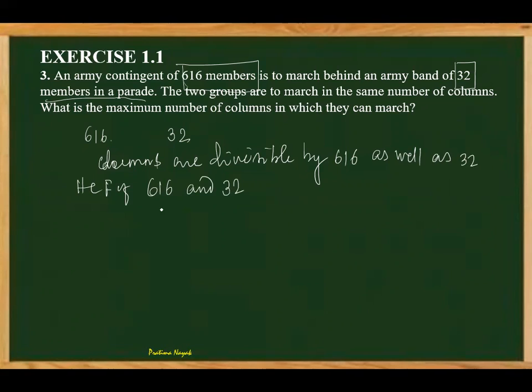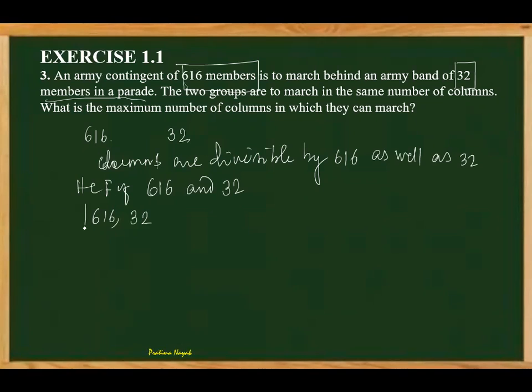You can find it by any method. You can use the prime factorization method also. No need of getting the division method, it is not mentioned here. So 616 and 32, you can also use the methods.